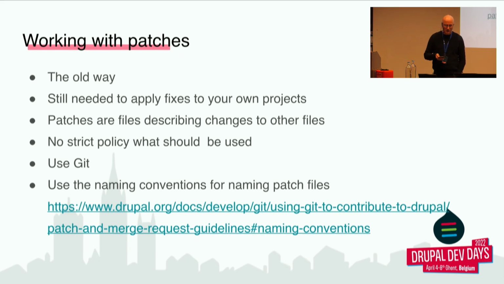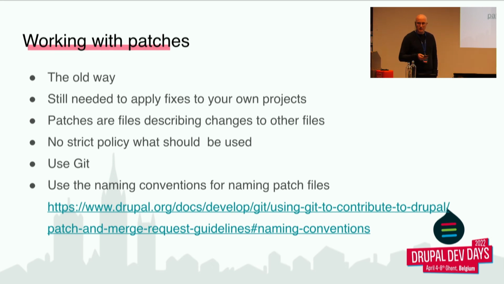Again, when working with patches, Git is your biggest friend. Do use Git. And when you do create patches for the issue queue, use the naming conventions. And this is the scary URL that you probably don't want to be writing down. But there are naming conventions to name patch files.